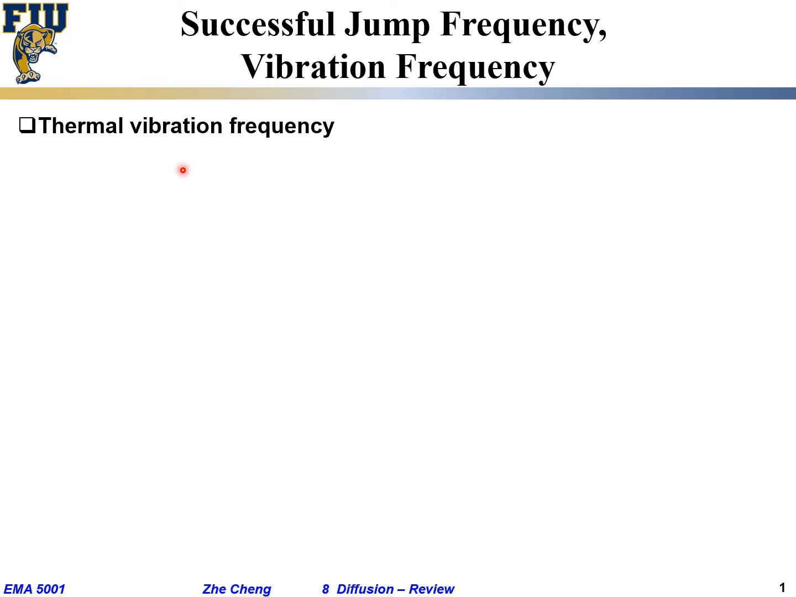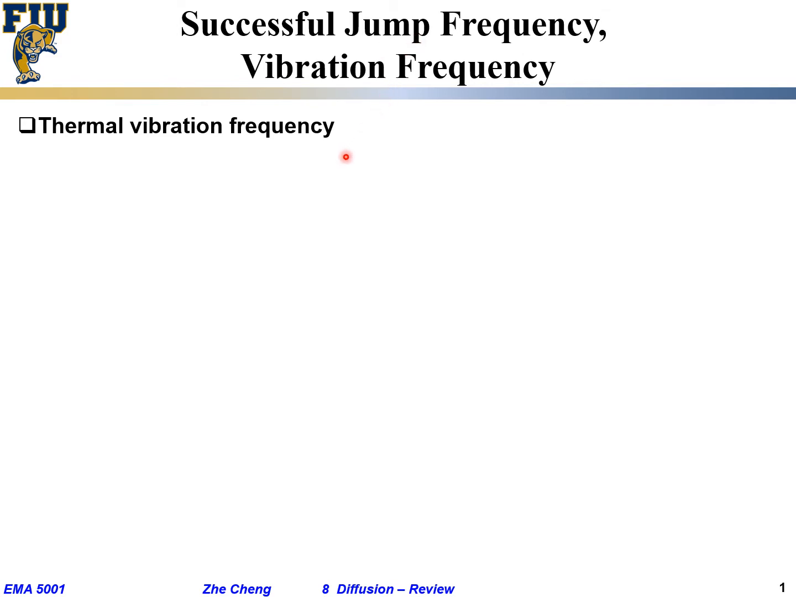Here we are going to explain a small difference that you may notice between the slides that we provide versus the textbooks that we intend to use. It is about the relationship between thermal vibration frequency and successful jumping frequency. Successful jump frequency versus vibration frequency.